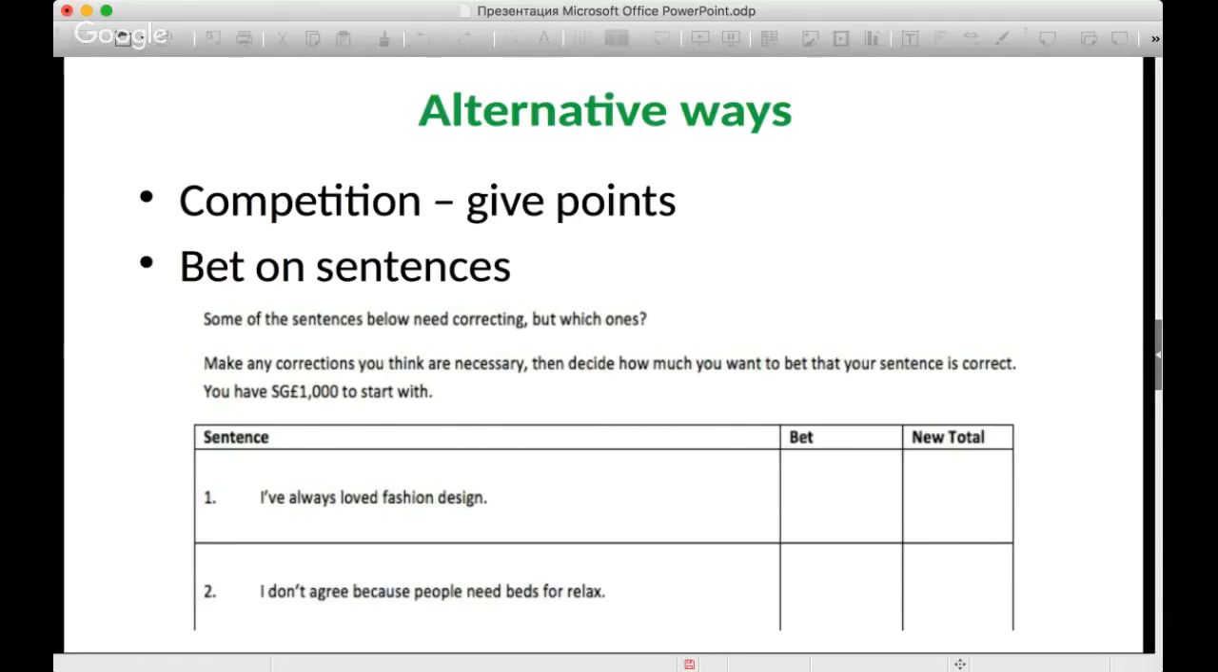After that, you explain to your students that if their answer is correct, their new total sum of money will double. So if, for example, the students correct the first sentence and they bet £50, at the end, if their answer is right, they will have 100 pounds. So it's a very entertaining way to correct mistakes, and students usually like it because it's connected with money and with some kind of competition again.